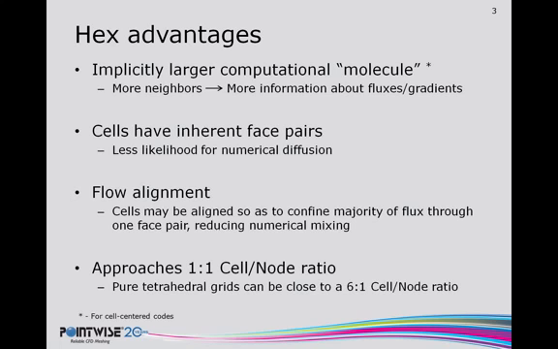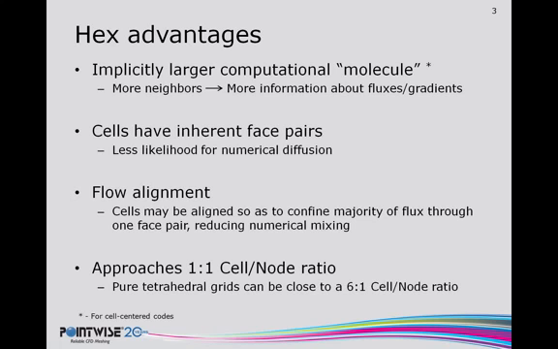For instance, face pairs. For an orthogonal hexahedral grid, face pairs can be aligned perfectly with the flow, and just by having pairs of faces as opposed to 4 somewhat randomly oriented faces, as you get with tetrahedral cells, you're going to have less likelihood for numerical diffusion. The flow alignment can be a big thing. If you have perfectly flow aligned cells, you actually reduce some of the computational errors introduced when computing fluxes across multiple faces.